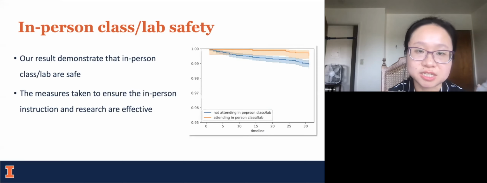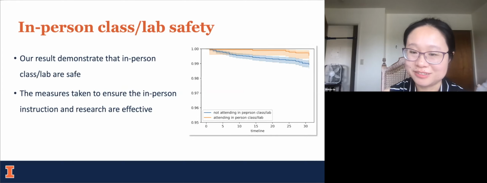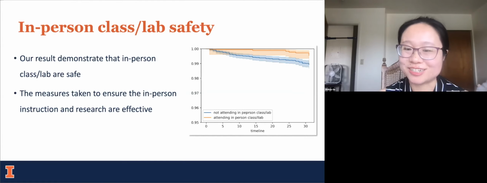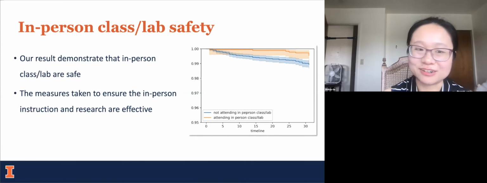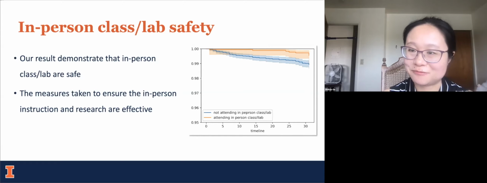So first is in-person class, lab, and safety. I have verified multiple times that these curves are not wrong. Based on our calculation, the people attending the in-person class or lab actually have a better, although not very significant, survival probability than the people who are not attending the in-person class or labs. That means our in-person classes and labs are safe.